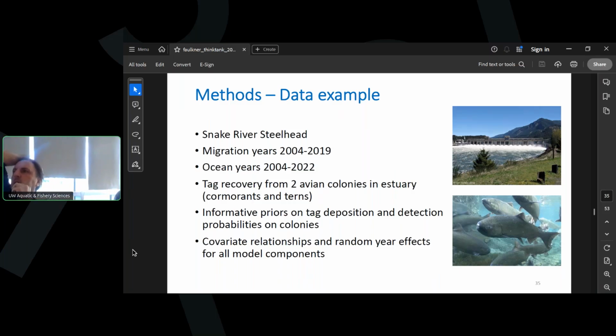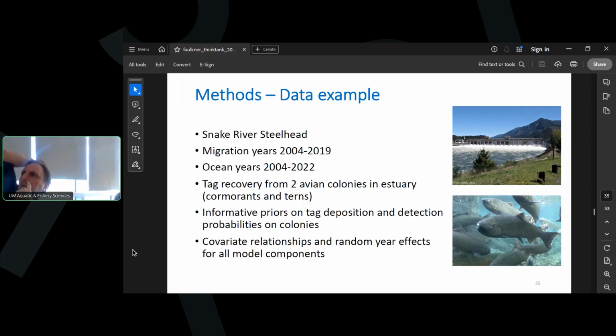So, Snake River steelhead migration years 2004 to 2019, with additional years in the ocean. There's a tern colony and a cormorant colony on East Sand Island that this data comes from for the tag recoveries. We got data from Allen Evans and Quinn Payton at Real-Time Research, who used informative priors for deposition and detection probabilities on the colonies. And then there are covariate relationships that I'll explain in a minute, and random effects by year.